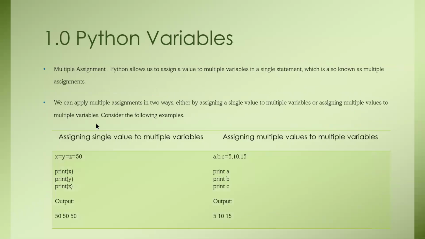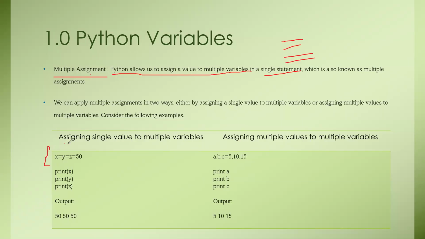Okay. So let's say, for example, there is another important feature here. If you want to assign multiple values or the same value to multiple variables, we use a term called multiple assignments. Multiple assignment means Python allows us to assign values to multiple variables in a single statement. For example, if you want to assign the same value to more than one variable, you no need to declare it multiple times. The declaration can be easily done with the help of this statement.